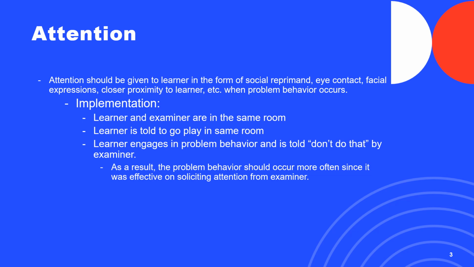from the examiner. So if the problem behavior is crying in order to get attention, as soon as the crying starts, the examiner would say, "What's wrong?" They would come up to the learner and say, "Are you okay? How are you feeling?" So the learner has now learned that crying is a way to gain attention from the examiner. So this is kind of an overview on the procedure on how to implement a functional analysis of attention.